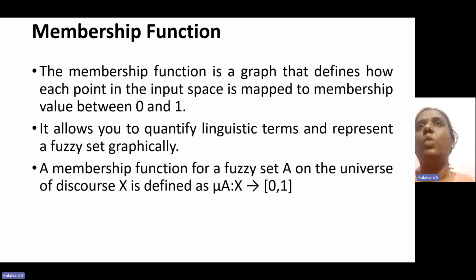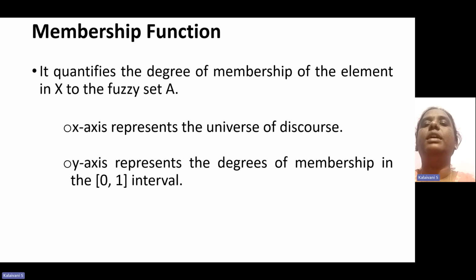So any quantifiable format can be represented in fuzzy logic categories with the help of the membership function. The membership function for a fuzzy set A on the universe of discourse X is defined as mu A: X, where the value lies between 0 and 1. Here it quantifies the degree of membership of the element in X in the fuzzy set A, where the X-axis represents the universe of discourse and the Y-axis represents the degree of membership.